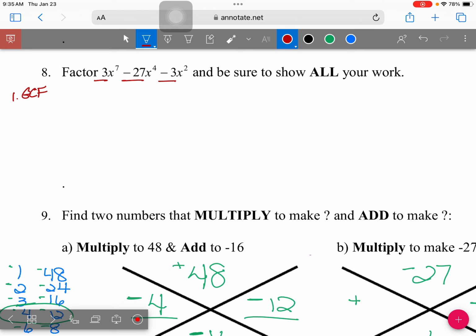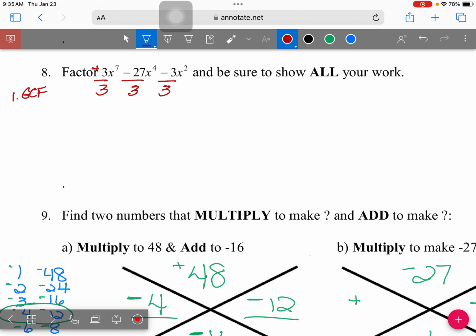Is 3 a factor of 27? Yes. 3 times 9 is 27. So I'm dividing by 3. Should I divide by a positive 3 or a negative? Positive, yes. This first term is positive, so this is going to be positive.